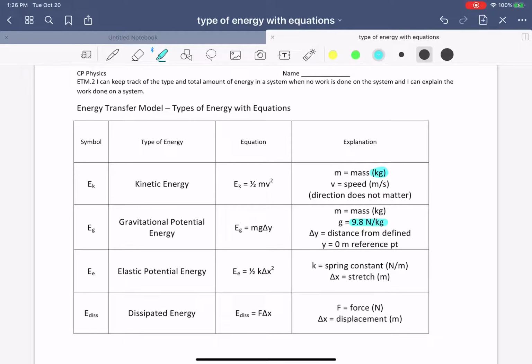The elastic energy is 1/2 times the spring constant times the stretch or the compression of that spring squared. And the dissipated energy is the force times the displacement of that object. A lot of times that force is friction force because dissipated energy occurs when there is friction.